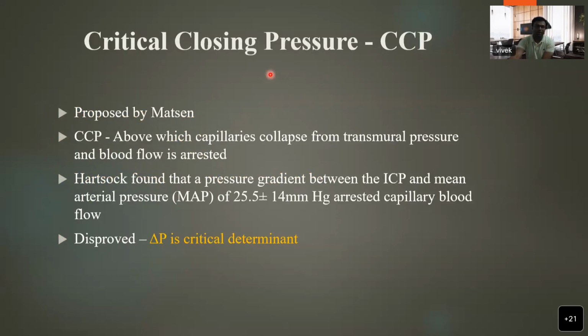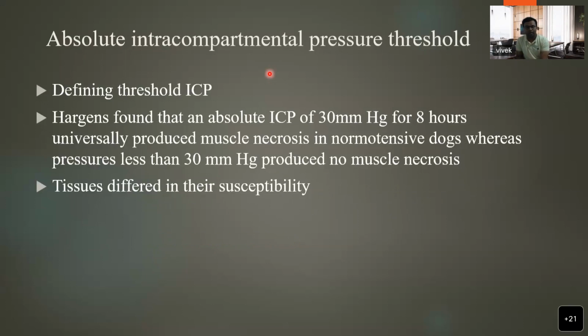Critical closing pressure. This was proposed by Madsen, and it is the pressure above which capillaries collapse from transmural pressure and blood flow is arrested. Hargens was the one who found that a pressure gradient between the intracompartmental pressure and mean arterial pressure of 25.5 plus or minus 14 mm Hg arrested capillary blood flow. This was eventually disproved, though, because it did not take into consideration the pressure gradient, which is a critical determinant to assess compartment pressure.